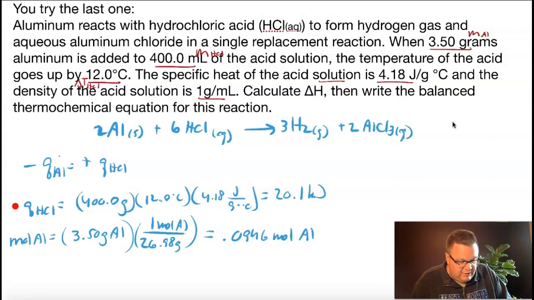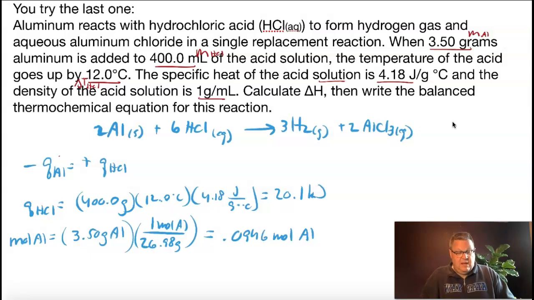So Q surroundings is the mass of the surroundings. 400 milliliters of the acid is 400 grams. Change in temperature of the surroundings from the word problem, 12.0 degrees Celsius. Specific heat of the hydrochloric acid solution, same as water, 4.18. Okay, 3 sig figs, 20.1 kilojoules for QHCl. Moles of aluminum would be the weight of the aluminum that was used in the reaction times the atomic weight of aluminum. That'll give us moles.